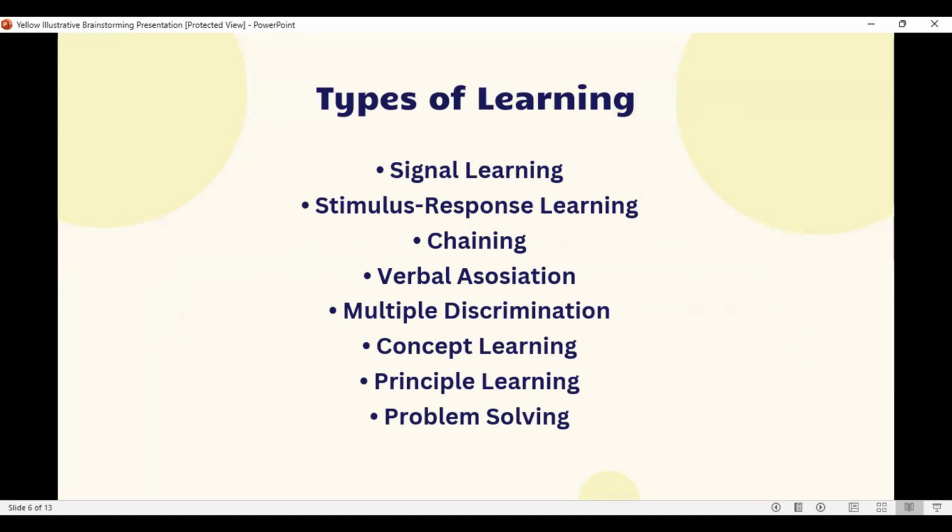And here's types of learning. There are seven things. First, signal learning, stimulus response learning, chaining, verbal association, multiple discrimination, concept learning, principle learning, and problem solving. Next.